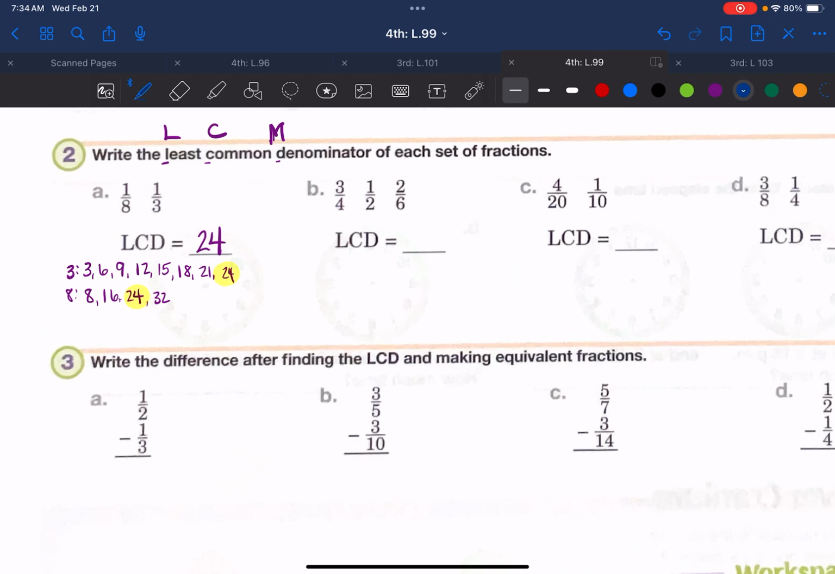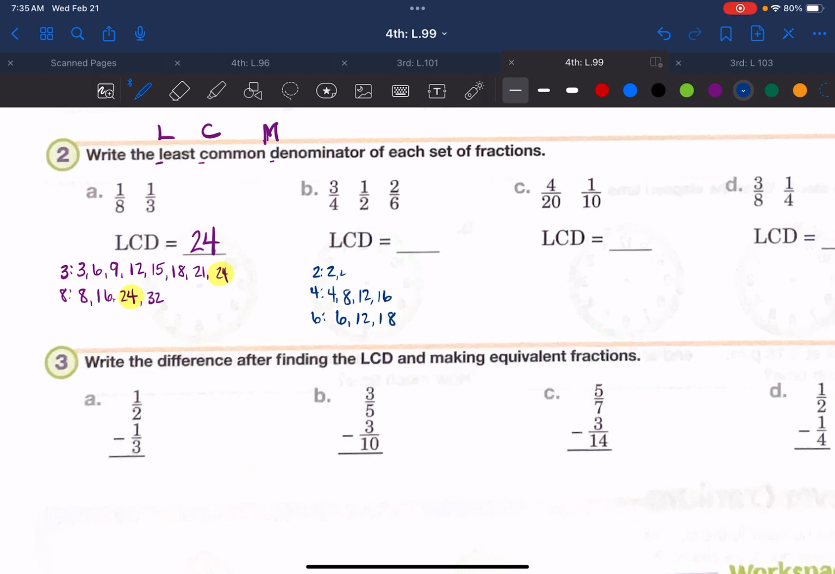Okay, so that's what you're going to do. So let's write out this one. We have 4, 2, and 6. So here's 2, here's 4, here's 6. Okay, so 6, 12, 18. Let's see if I can find any that match there. 4, 8, 12, 16. All right, so far, the only number I have the same is 12, and I know that if I say 2s, I'm going to get to 12 because it's an even number. 2, 4, 6, 8, 10, 12.